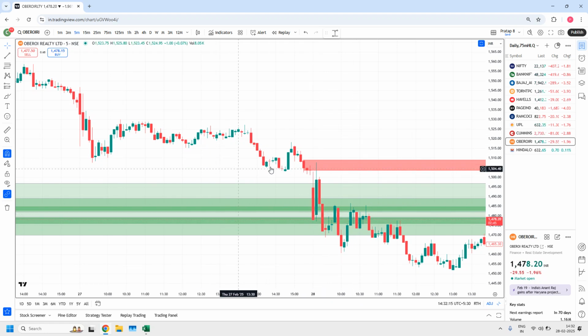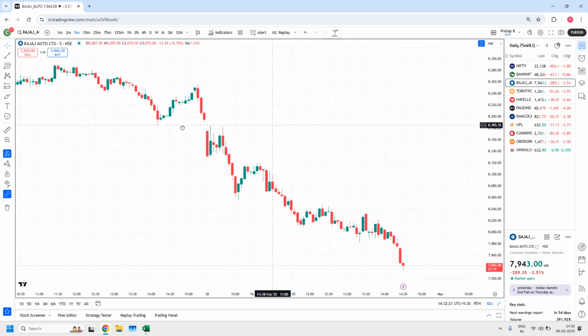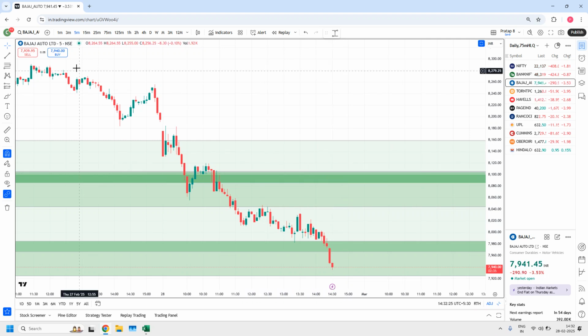Okay, this is about Oberoi Realty. Next, there is one more trade we got, Bajaj Auto, but this one is violated. This is a daily high liquidity zone.